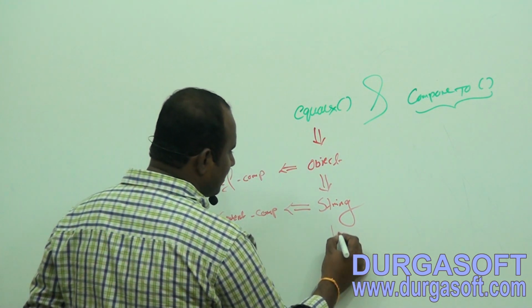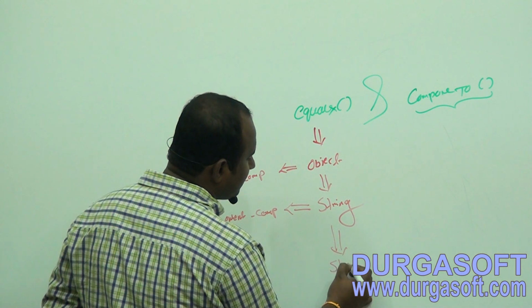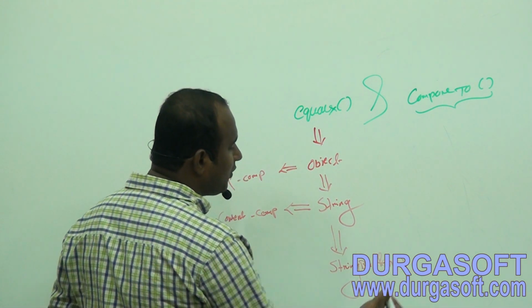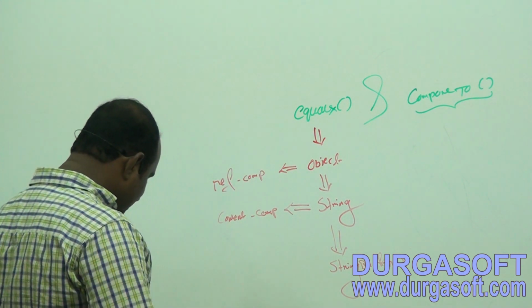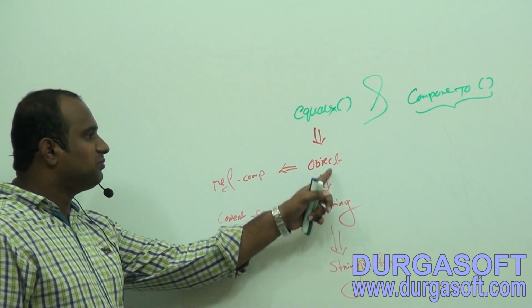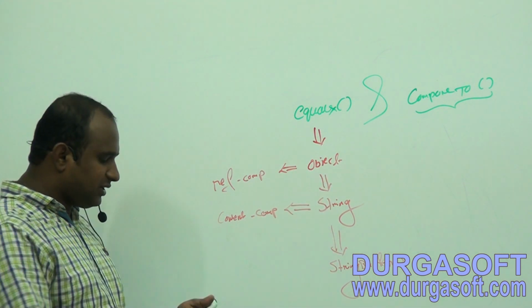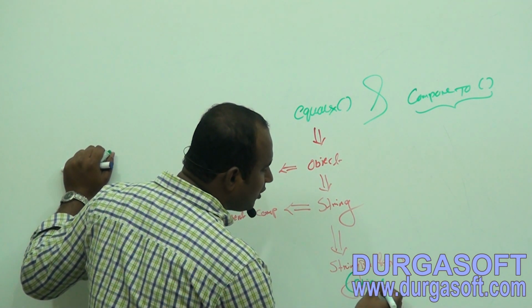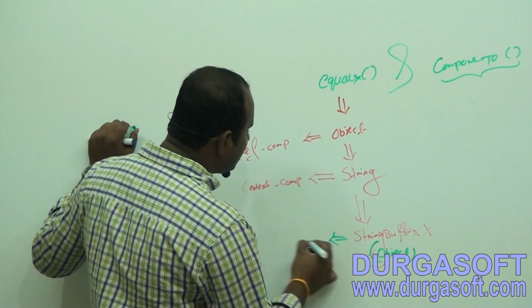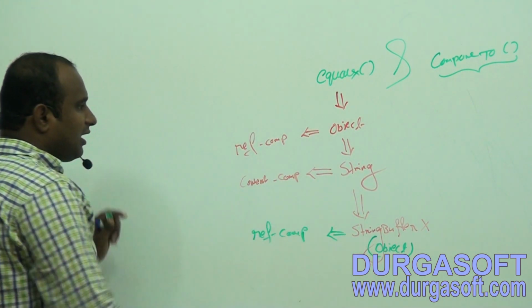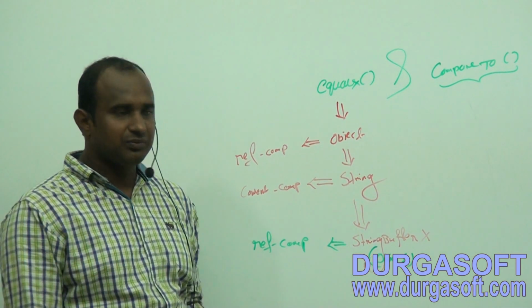And the StringBuffer class is not overriding the equals method. That means the Object class equals method is executed here. StringBuffer is not overriding it, so it uses the Object class equals method. The Object class equals method does reference comparison.